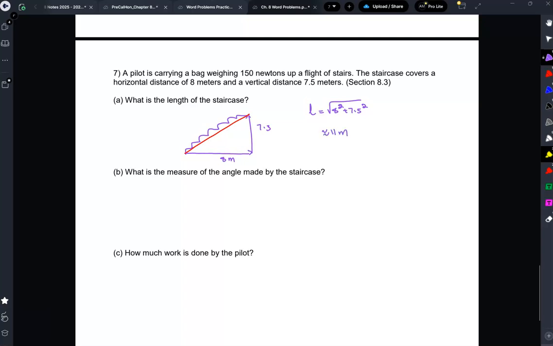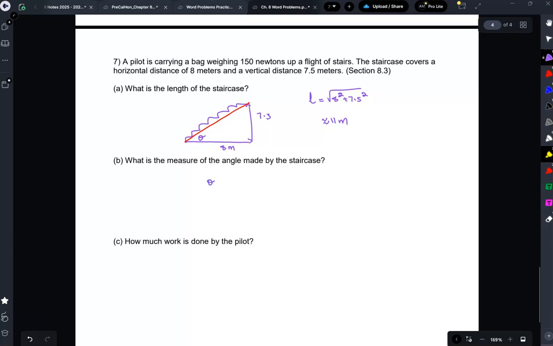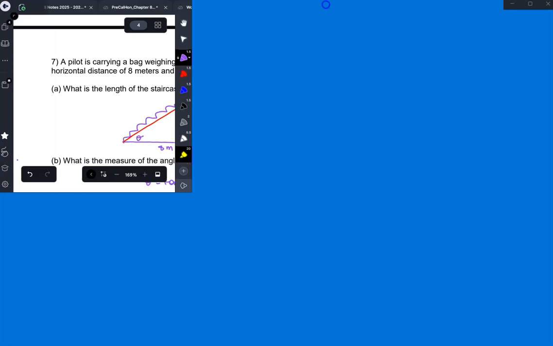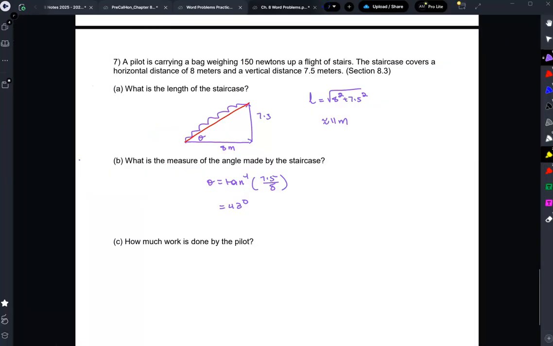What is the measure of the angle made by the staircase? So now I want the angle made by the staircase, which is this one. So that's going to be inverse tangent of 7.5 over 8. And that is 43 degrees. And that is all we need to know from here. Okay, so we can stop right here.